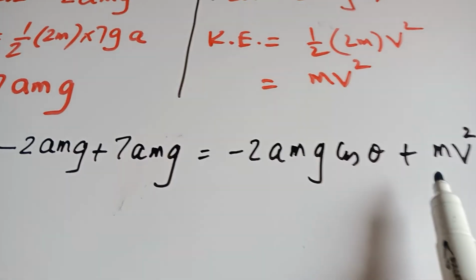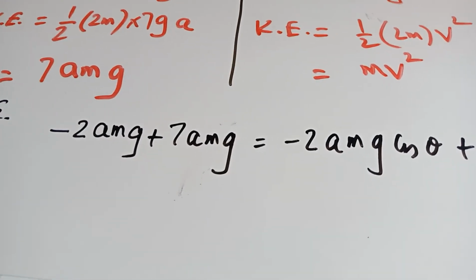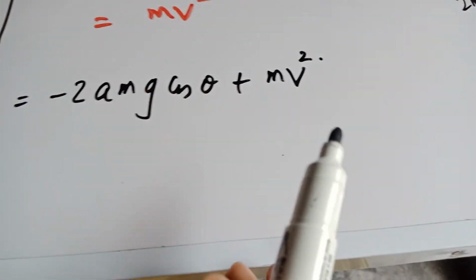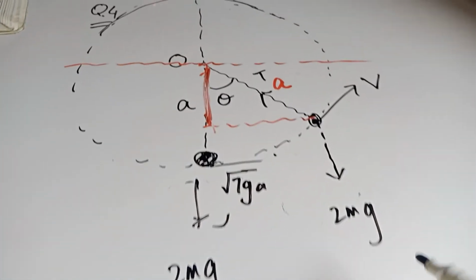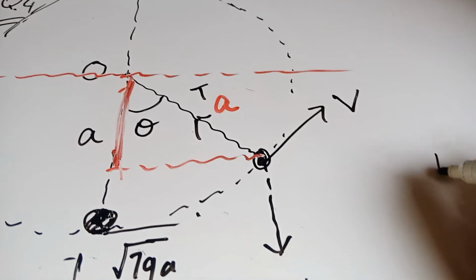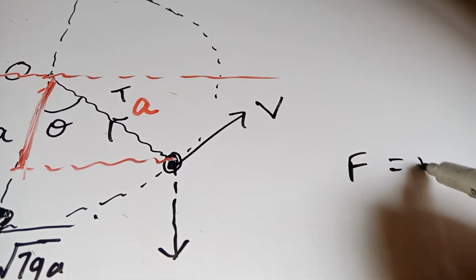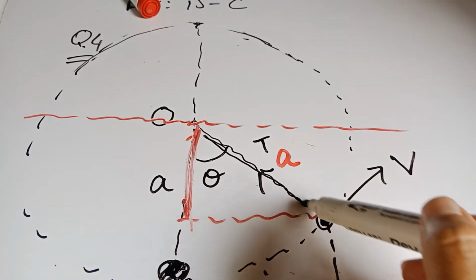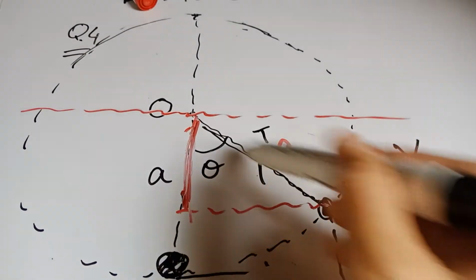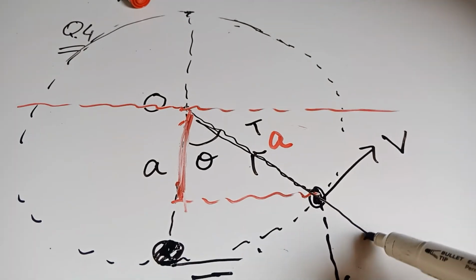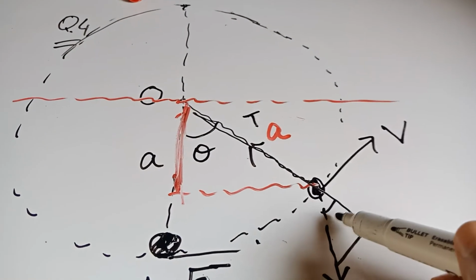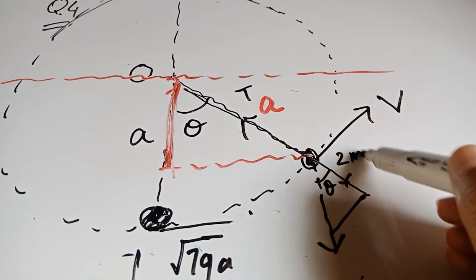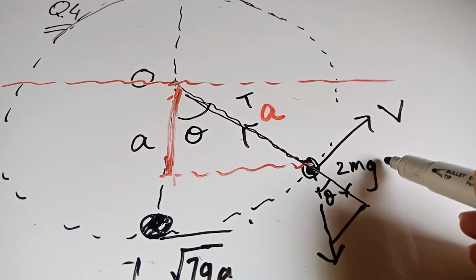Okay, so now we have this one relation where we have v and theta involved in it, and then we can have the second relation through the F equal to ma principle. You see that here is this tension, acting towards the center, and here is the component of weight opposite to it, this is theta, then this is going to be 2mg cos theta.